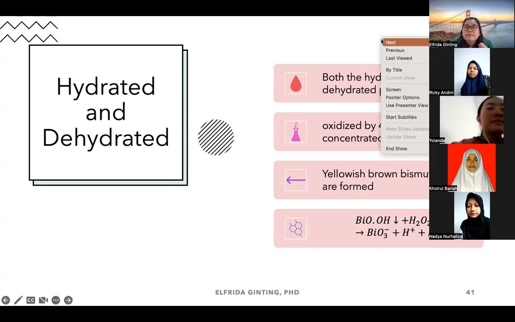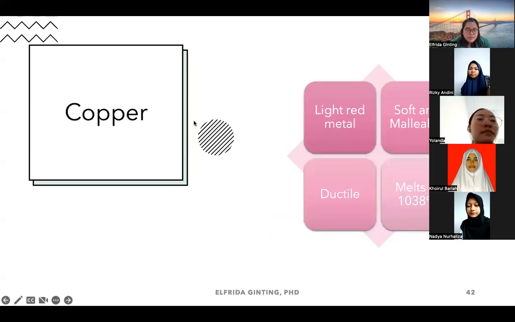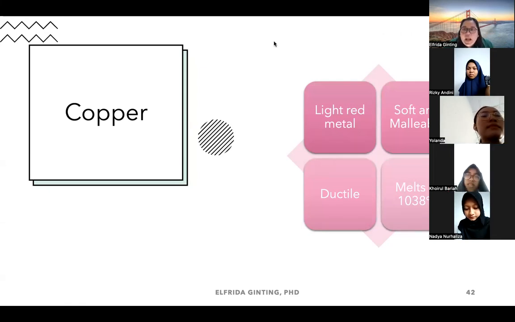Yeah. Now, next, we still have time, right? We still have let's say 5 more minutes. Let's study about copper. Now, copper here, you can see it's a light red metal. And it's soft and malleable.